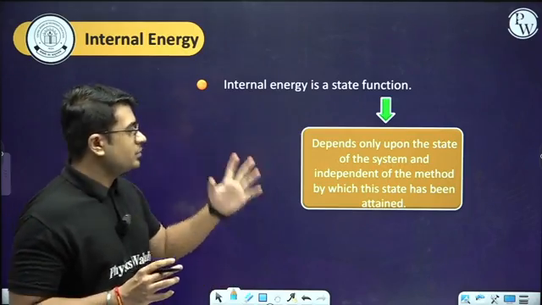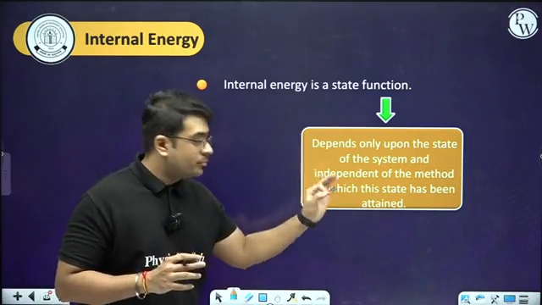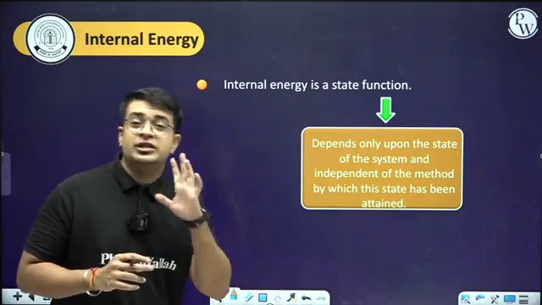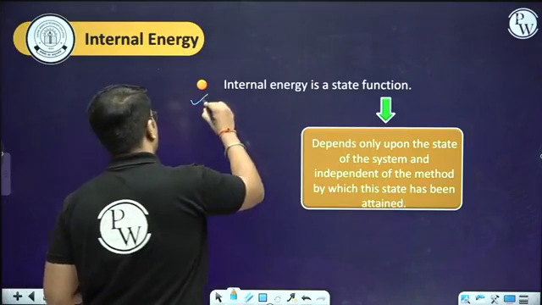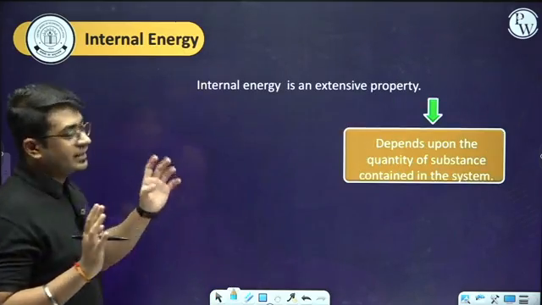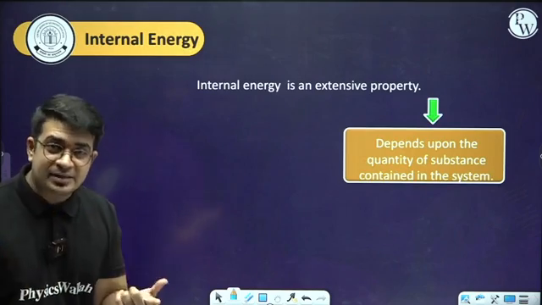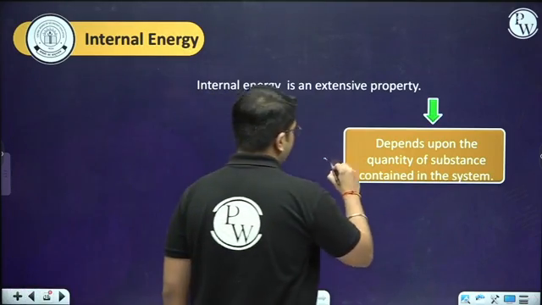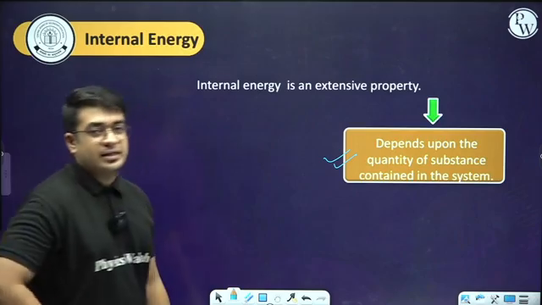It means it depends upon the state of the system and is independent of the method by which the state has been achieved. So it doesn't depend upon that particular part. In the same way, you can say it's an extensive property, because it depends upon the amount. It depends upon the quantity of the substance contained in the system.